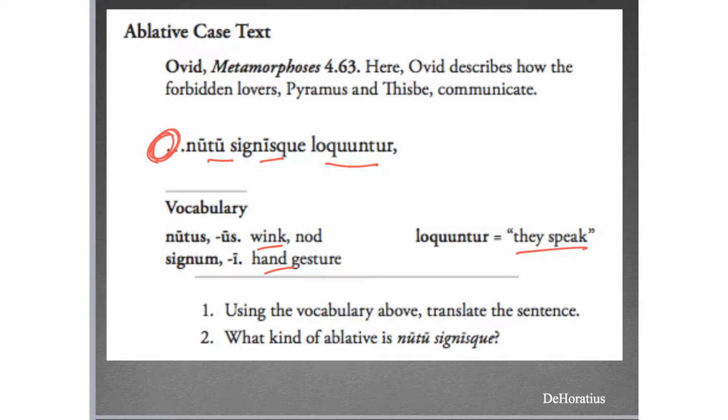But if you know Romeo and Juliet, you know it's about forbidden love, right? Same with Pyramus and Thisbe, and so they can't really interact directly, so they have to speak kind of secretly, and so they do that nutu signisque, which again is winks and hand gestures. How do they speak? They speak by winks and hand gestures.